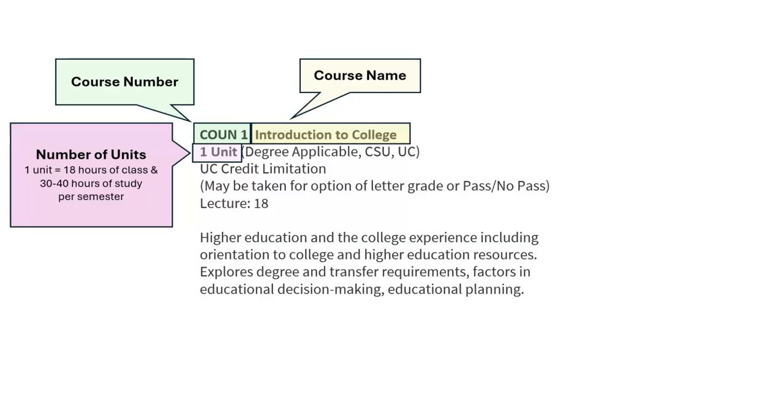Here, this shows how many units the class is. Now, if you see a unit, typically 1 unit equals 18 hours of time in class for an in-person class and 30 to 40 hours of study time outside of class per semester. For an online class, all those hours would be done asynchronously. It can be different for lab-based classes.